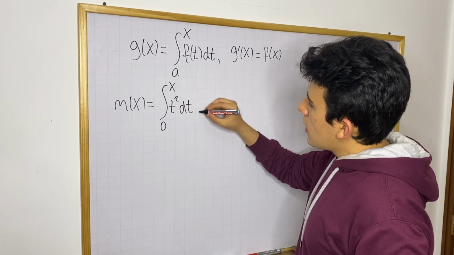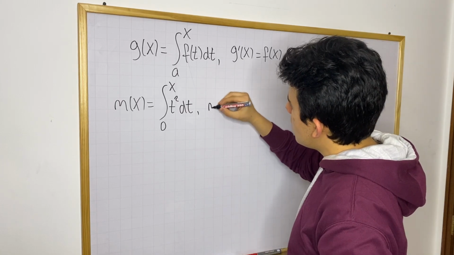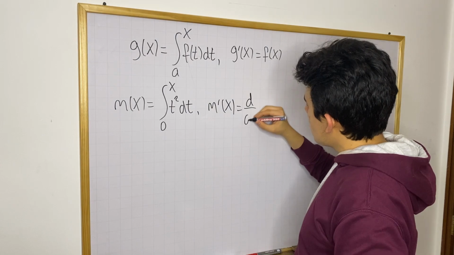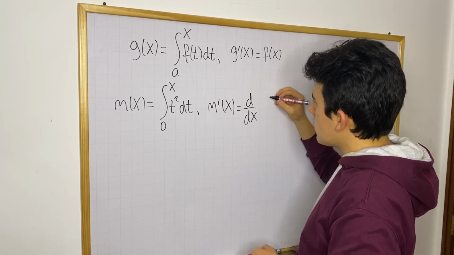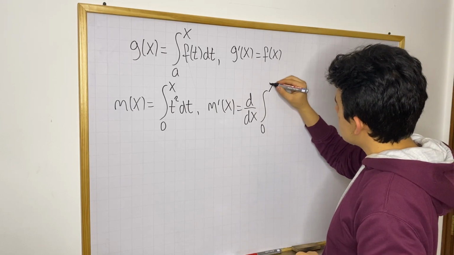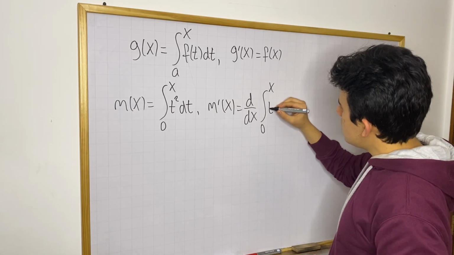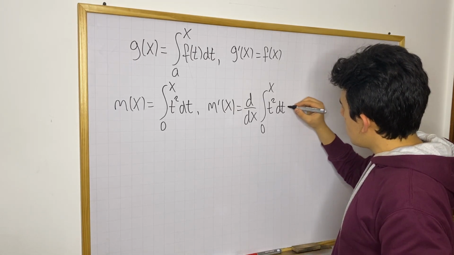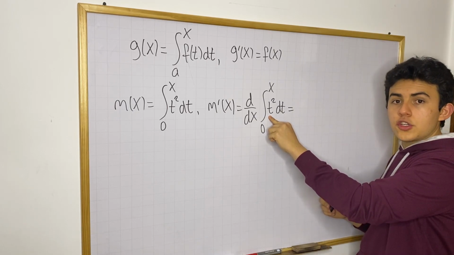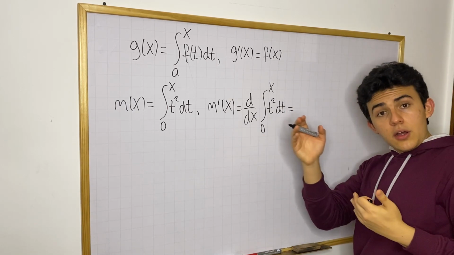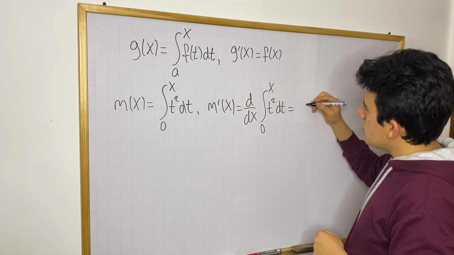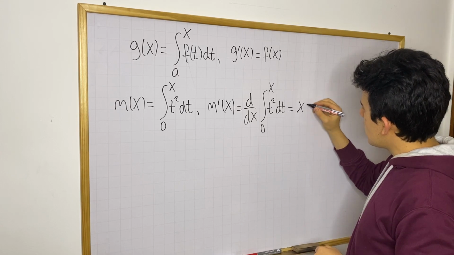So now, what if we wanted to find m prime? Well, we know m prime of x is going to be equal to the derivative with respect to x of this integral, which is the integral from 0 to x of t squared dt, okay? And based on FTC2, we can just grab the function that we have in the integrand, and plug x in wherever we see t, okay? So this is just going to be equal to x squared, okay?